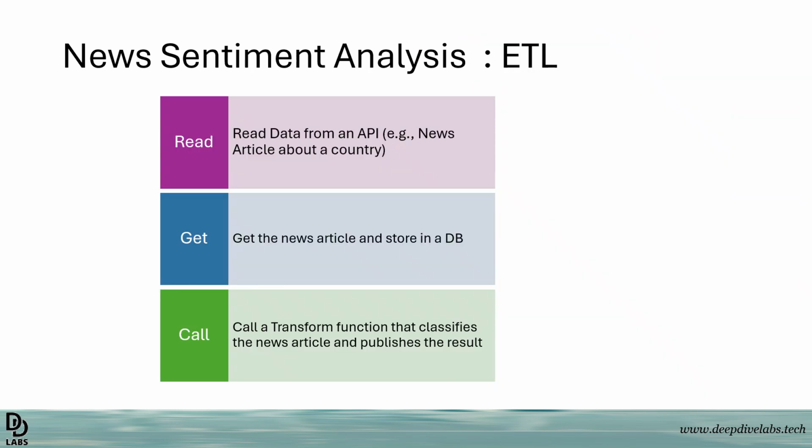So for the news sentiment analysis, the equivalent of an ETL here is you read data from an API, which is the news article about a particular country. Let's say you are trying to see the sentiment of different countries, for example. So from the Guardian API, you read data about a particular country, get the news article, and then store it in a database. Typically, as we have seen, API data comes in JSON format, so you can store it in a document database, which might be the most efficient way to do it. Then you can call a transform function that classifies the news article or extracts a sentiment score for it, and publish the result.